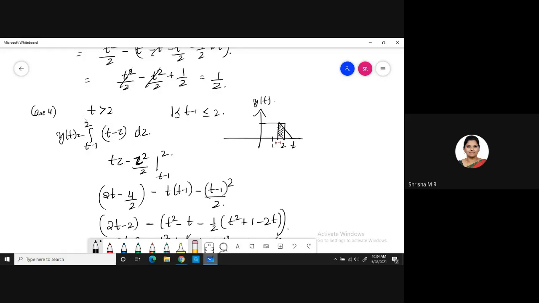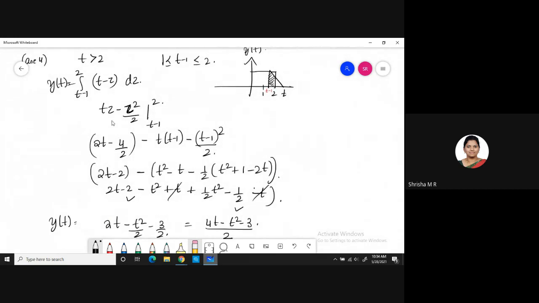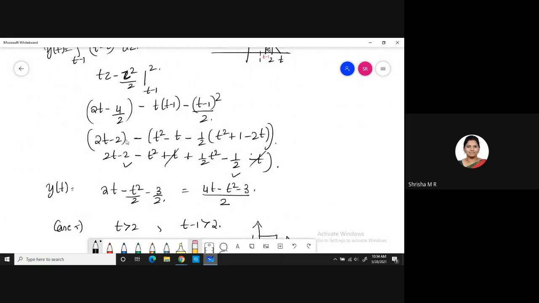It will be the same, just the limits will change for case 2, 3 and 4. So put upper limit 2 in place of tau, replace it with 2. You will have 2t minus 2 square by 2 minus t into t minus 1 minus t minus 1 whole square by 2. So when solving, you be careful. So 2t minus 2 minus t square minus t minus half into t square plus 1 minus 2t. Okay, so you have 2t minus 2 minus t square plus t plus half t square minus half minus t.